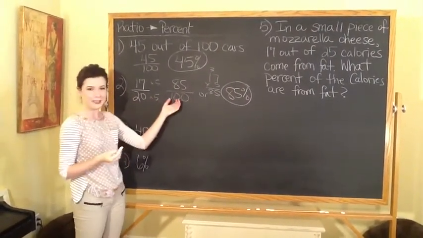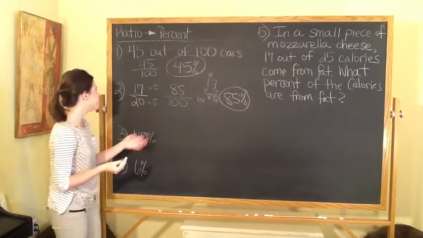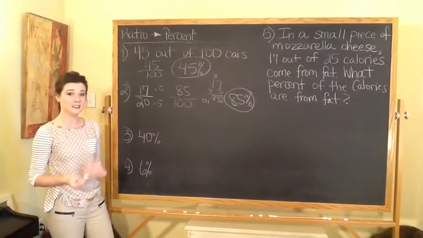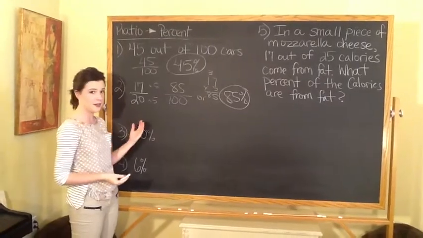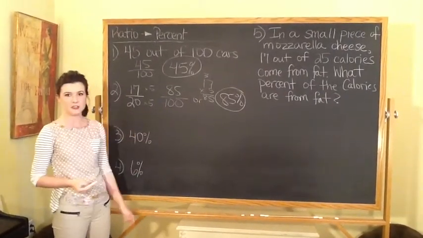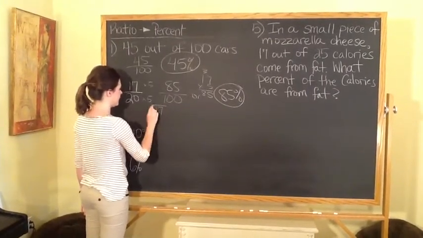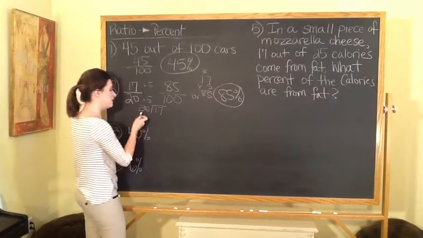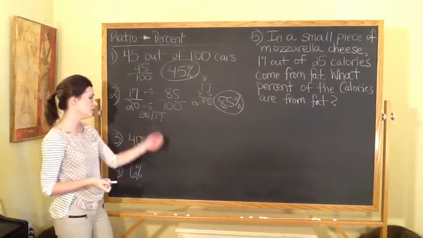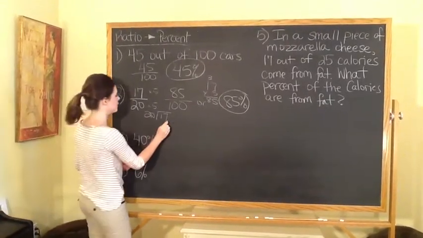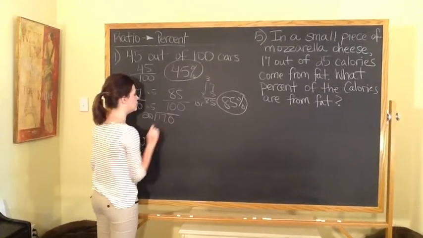Or equal to 10, or 100, sorry. So what if I wanted to do it by dividing instead of changing the denominator? Let's see if we'll get the same answer if we do that. So if I divided 17 divided by 20, I'd see how many times does 20 go into 17? No times, so we're going to have to add a decimal and a 0.